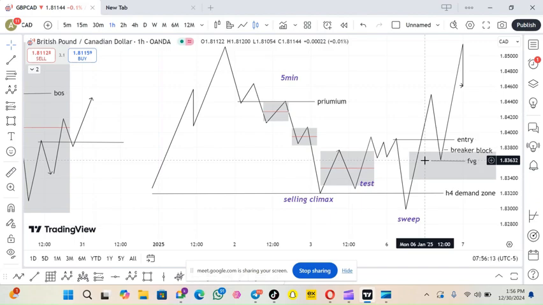What's it called? You more likely have, how do I call it? A sniper entry. Yes, more likely to have a very sniper entry.